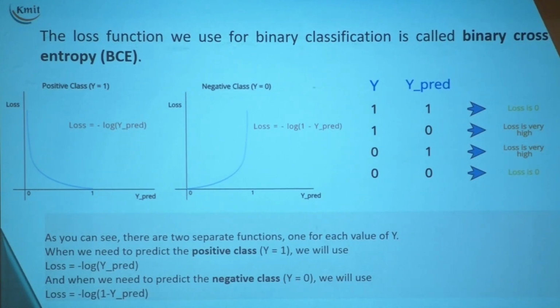Do you all agree? Look at Y and Y prediction. For 1 and 1, what does it mean? The actual value is 1, and the machine also predicted 1. Hence there is no loss. The machine has done its job perfectly. For 0 and 0, same, no loss. But if the input is 1 and the machine has predicted 0, or if the input is 0 and the machine has predicted 1, the loss should be high.